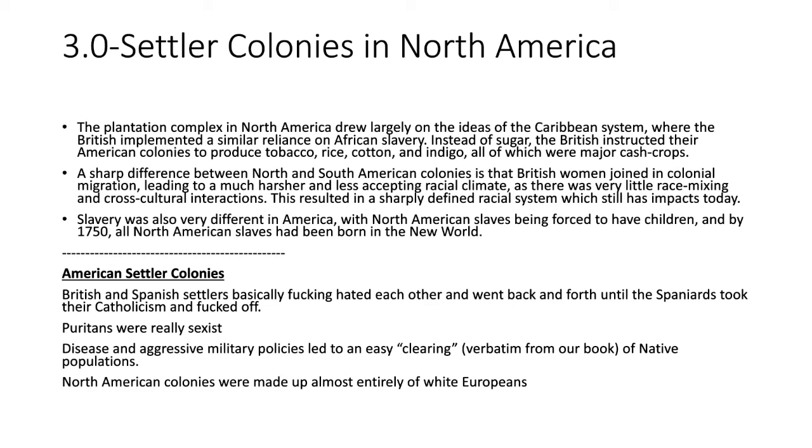5 to 10%. And keep in mind, 93% of the population of the sugar colonies were African slaves. 10% of them died every year because of how bad the working conditions were.